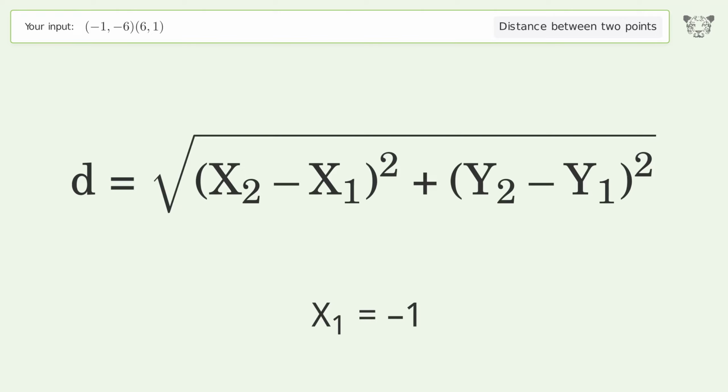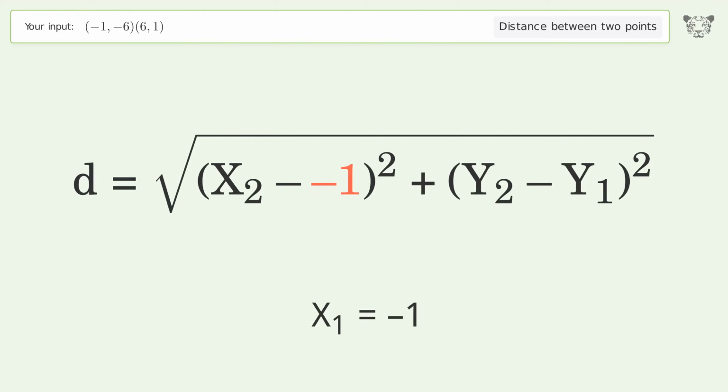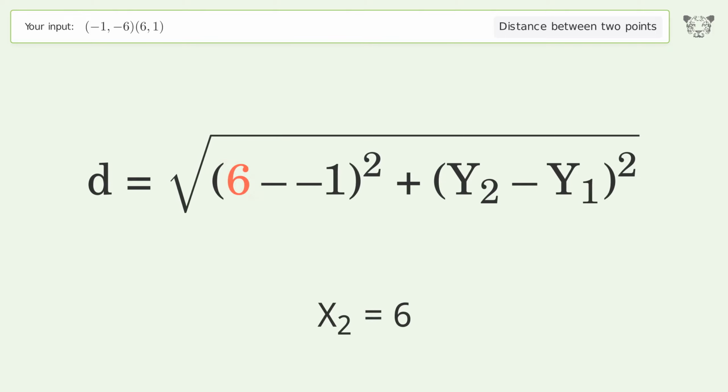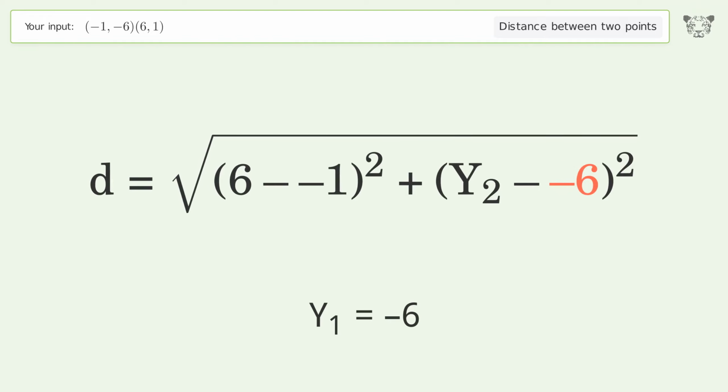x1 equals -1. x2 equals 6. y1 equals -6. y2 equals 1.